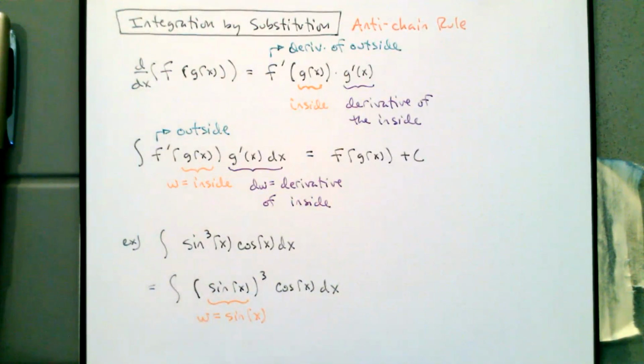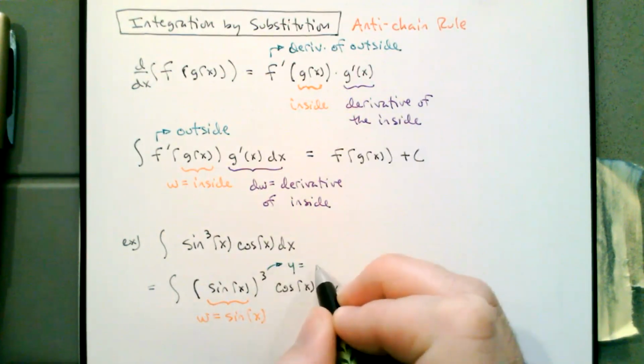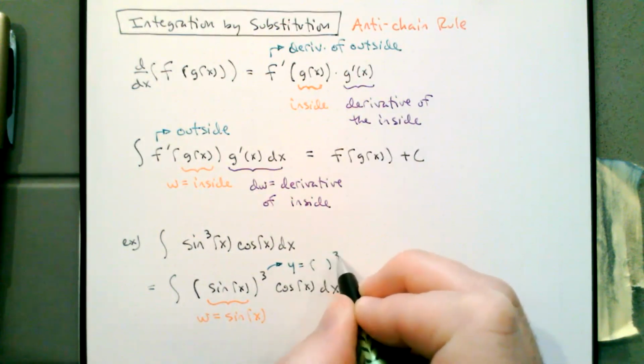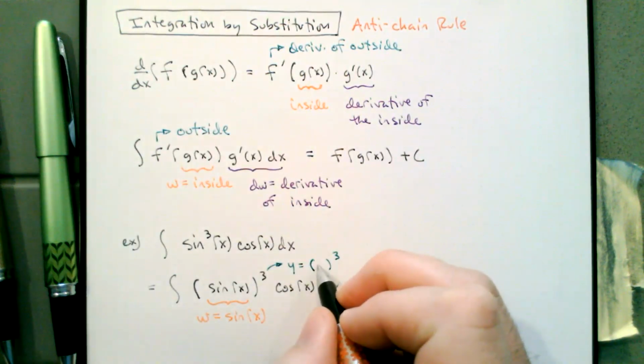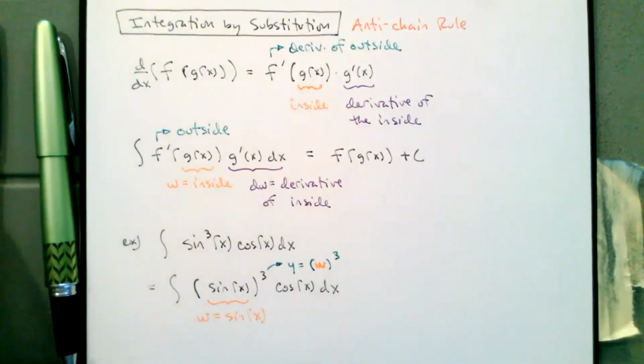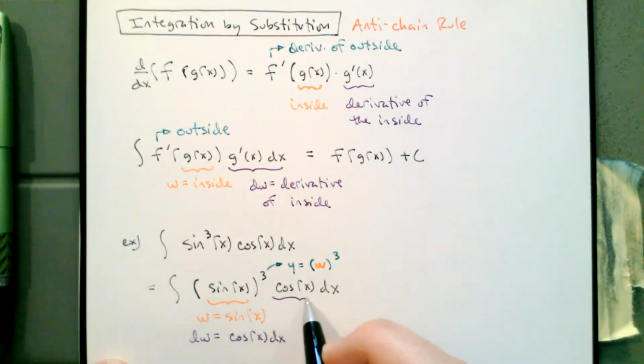If we're going to call sine of x the inside function, we have to identify the outside function. And so y is equal to w to the third power. So the function that we're actually going to integrate is a third power. Now we have to make sure we have the parts to make this substitution work. The derivative of sine is cosine. And that's what we have here, that this cosine of x and the dx will all become dw.